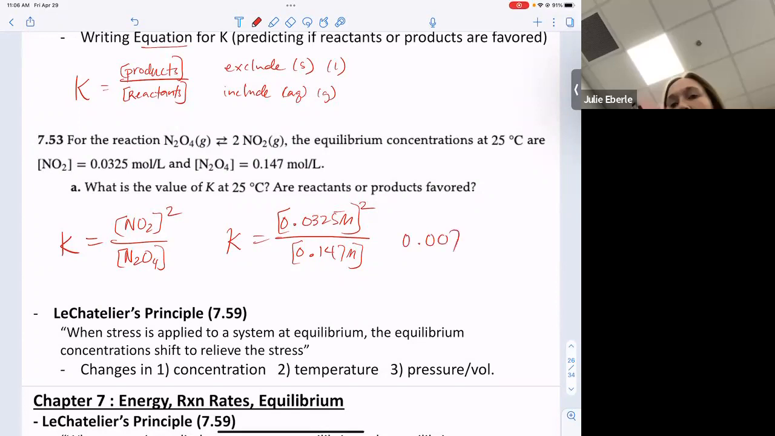Okay, so this is less than 1, right? It's a decimal. So are reactants or products favored? Remember that color-coded arrow? The blue and the orange and the red and the purple arrow? If K is less than 1, reactants are favored.